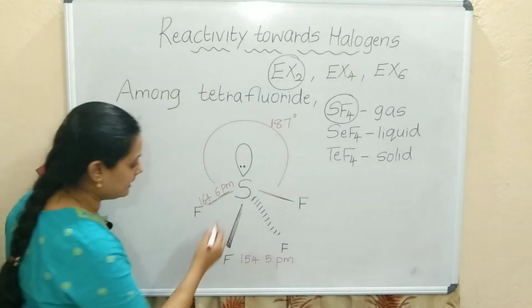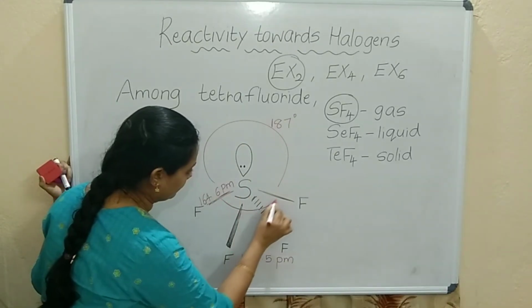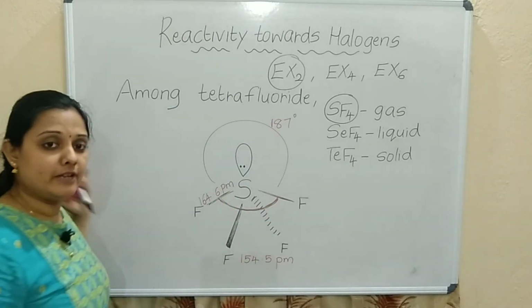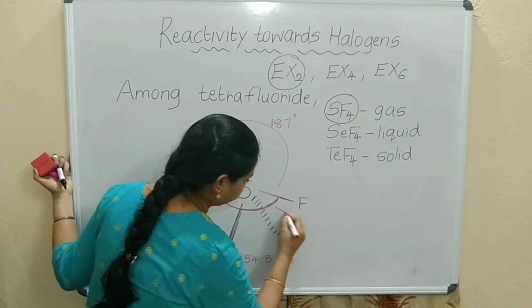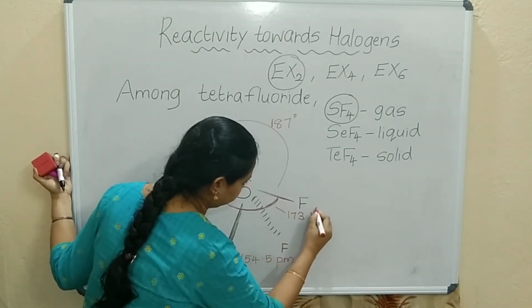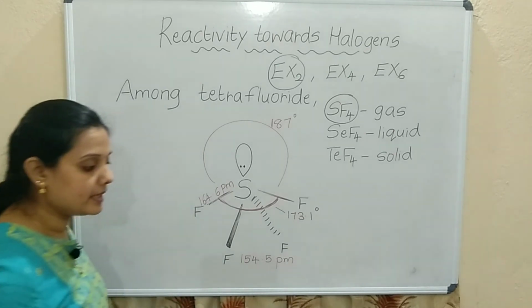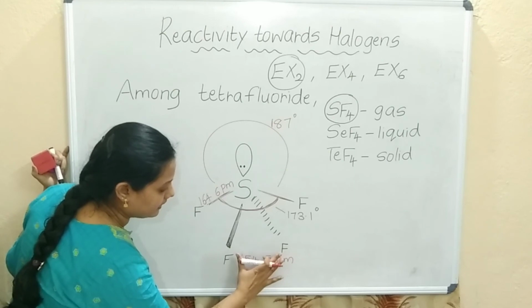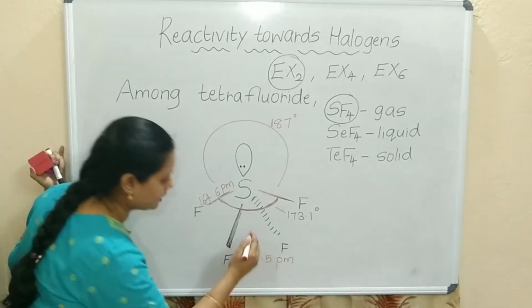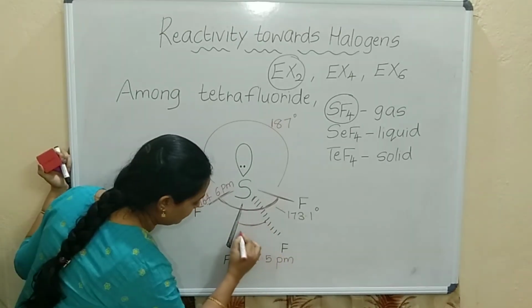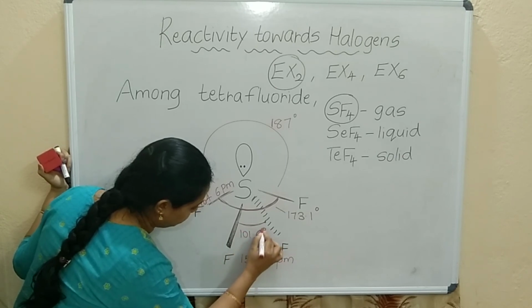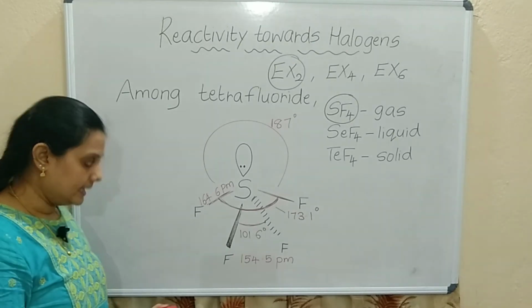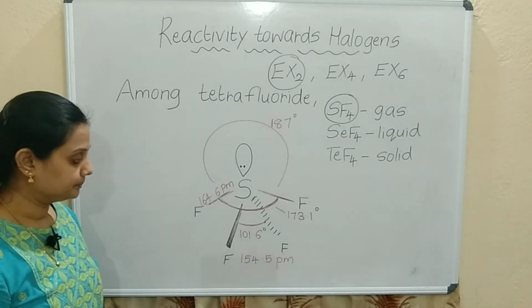The bond angle from this fluorine to this fluorine, that is 173.1 degree, and the bond angle between these 2 fluorine, that is the equatorial position fluorine, that is 101.6 degree. So this is the structure, the bond angle, the bond length for SF4.